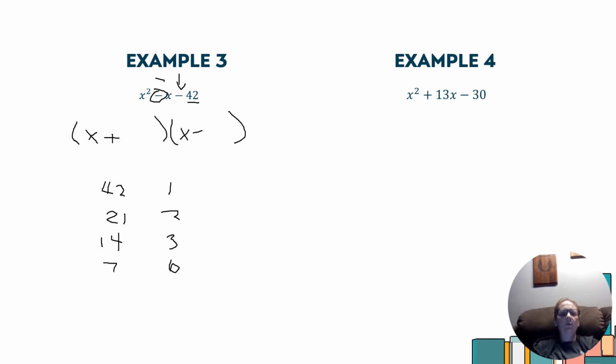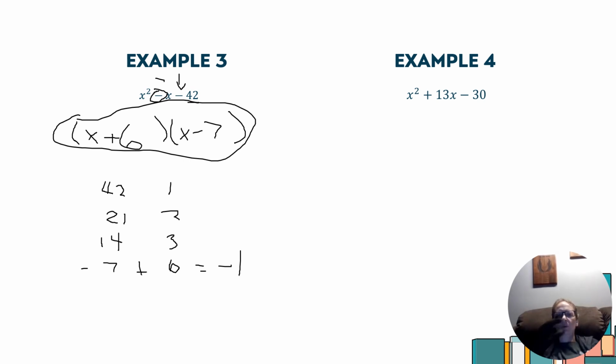All right, so now we need to know which one goes where. Since the middle term is negative, the bigger factor has to be negative in order for those to add to -1. So 7 minus 6 is 1, but -7 plus 6 is -1, which is what we're looking for. So I'm going to put the 7 in the negative place and the 6 in the positive place, and then I'm done.